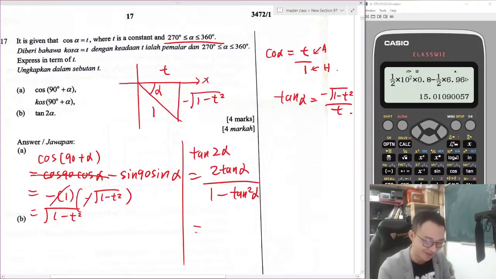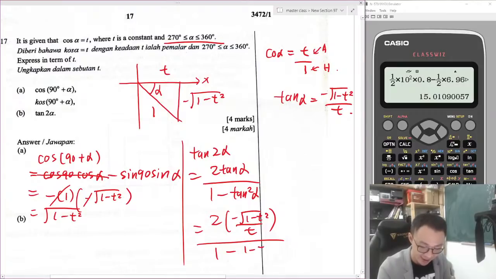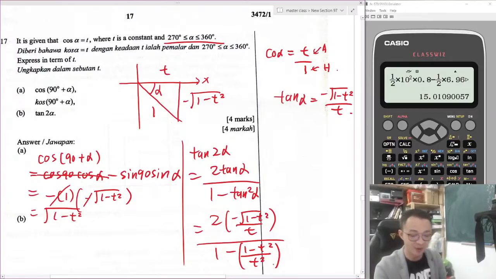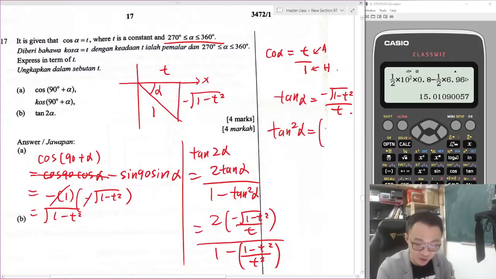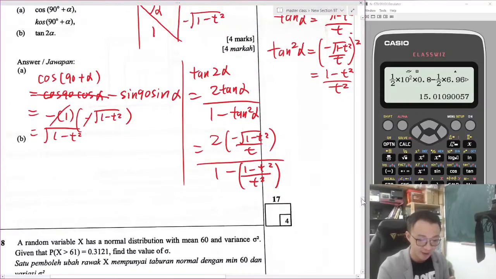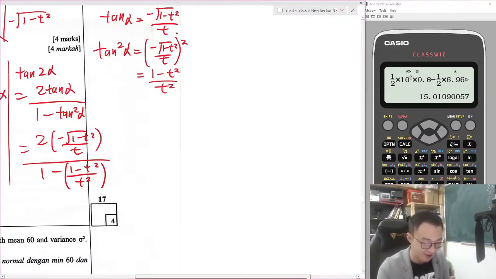Oh my god, the fraction is so complicated. Alright, so negative square root of 1 minus t squared over t, over 1 minus. Okay, this one I can straight away square, right? Square and square root cancel out, so it's 1 minus t squared over t squared. Because tangent squared alpha equals squaring the whole thing here. Sometimes when I do it too fast, some students get stuck, so I just show more working here. And then I need more space to simplify this fraction.